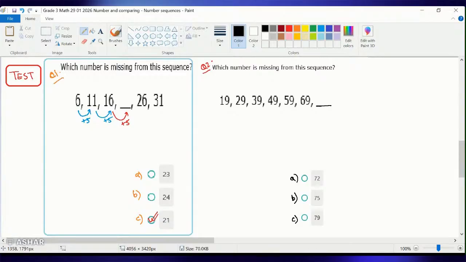The question number 2 says the first number given was 19. It's an increasing sequence, because after 19 it becomes 29, then 39, 49, 59. Yes. Thank you, Semi. That would be 79, because each number would have a difference of 10, right? Thank you. Yes, option C is the correct answer. That is 79.